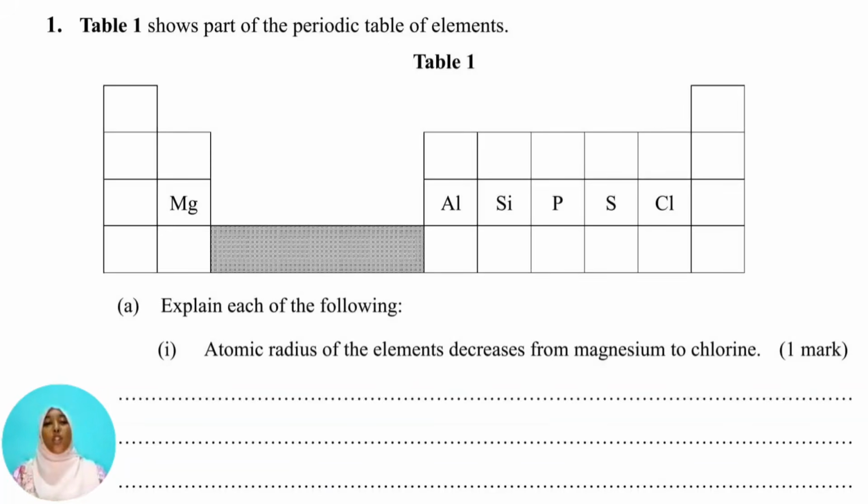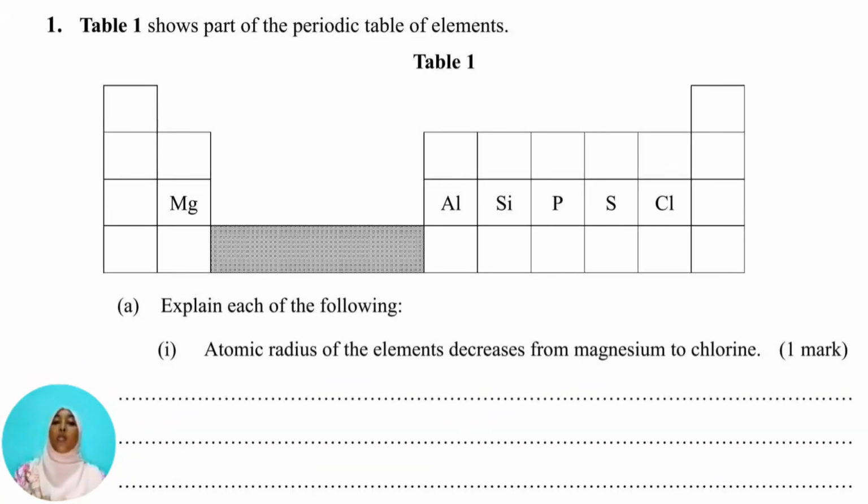Now on to our first question. Table 1 shows part of the periodic table of elements. Okay, so we have our table over there, and a few of the elements are mentioned. As we can clearly see, all of the elements are in period 3, okay? So you can just tell we have period 1 at the very top and then period 2 and period 3.